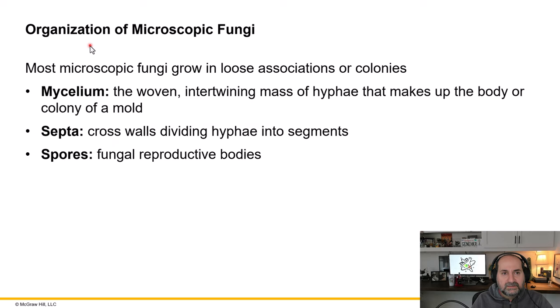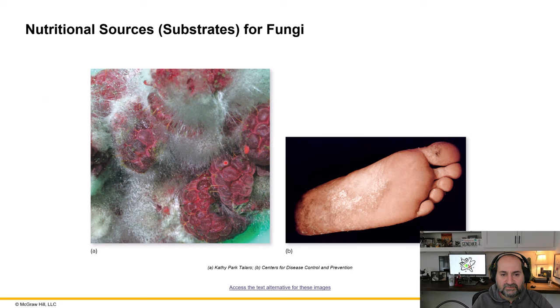Now, when we're talking about molds, remember I said molds form as filaments or hyphae. These molds form a mesh, a network of hyphae, and that woven intertwining mass of hyphae that make up the body or colony of a mold is called mycelium. So when you see this fuzzy stuff here on these berries, this fuzziness, this is the mycelium. It looks fuzzy because it's a woven mesh of hyphal or filamentous cells. And if you zoom in, you could even see the filaments of these cells.